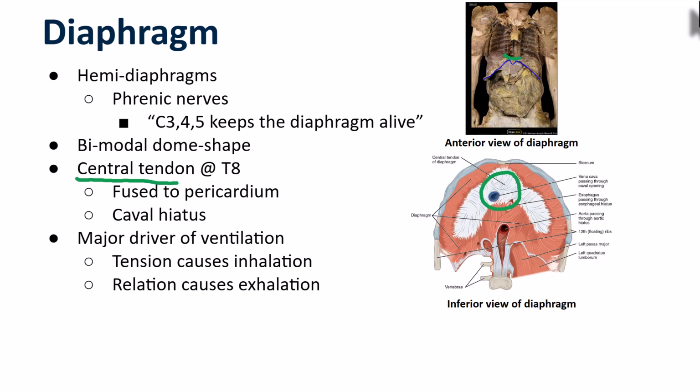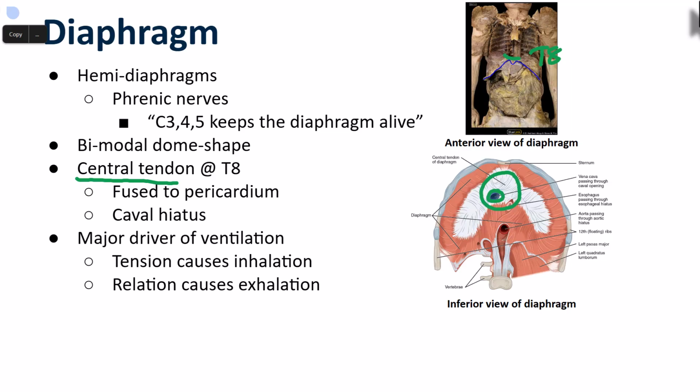That's about there. That central tendon sits at about the level of the 8th thoracic vertebra, and that central tendon is fused to the pericardium. Within that central tendon is the caval hiatus, or the hole through which the inferior vena cava traverses the diaphragm up to the right atrium of the heart.